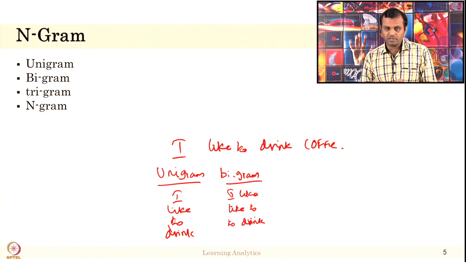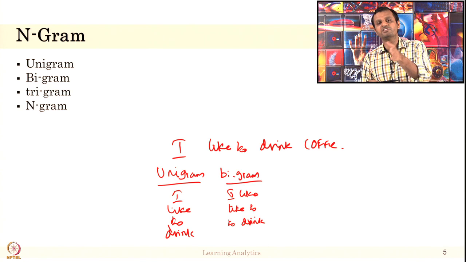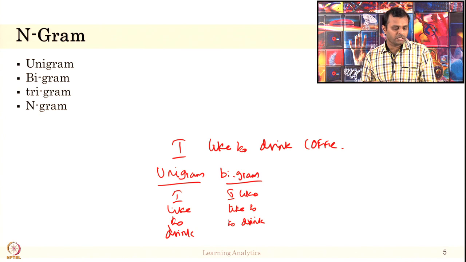A trigram is not always needed, but sometimes a term needs three words, like "computer science and engineering". "Computer science" and "science and engineering" are different, but "computer science and engineering" needs three words to get that term. It is not necessary, but let us see how it works. There is also something called n-gram, which is anything beyond a trigram: a 4-gram, 5-gram, 6-gram, something like that.